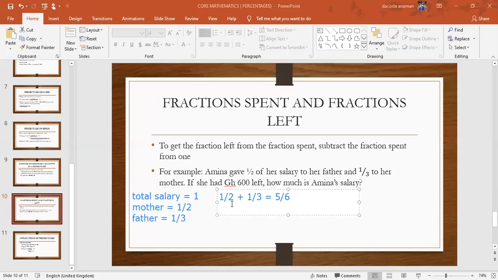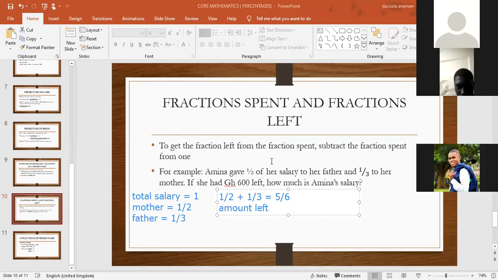Therefore, to know the amount left, from this sentence, it said to get the fraction left from the fraction spent, you subtract the fraction spent from 1. Therefore, we subtract what? The fraction spent from 1. The fraction spent, which is what? 5/6 from 1. Therefore, 1 minus 5/6. And punching it on your calculator, you'll be getting what? 1/6.